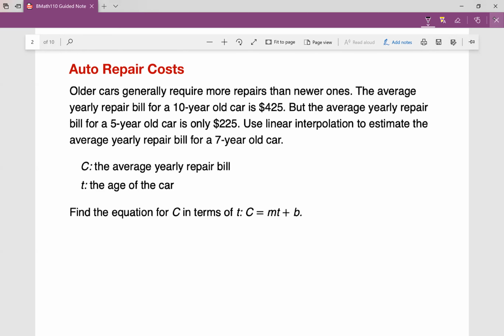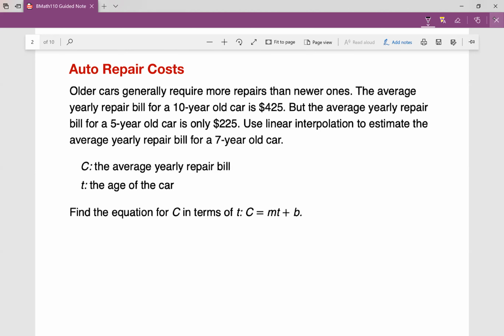Auto repair cost. Older cars generally require more repairs than newer ones. The average yearly repair bill for a 10 years old car is $425, but the average yearly repair bill for a five years old car is only $225. Use linear interpolation to estimate the average yearly repair bill for a 7-year-old car.